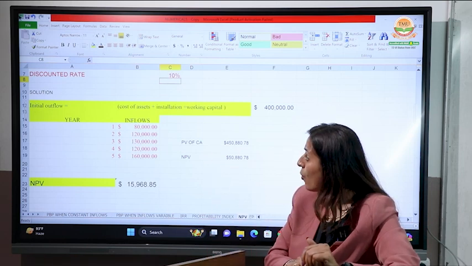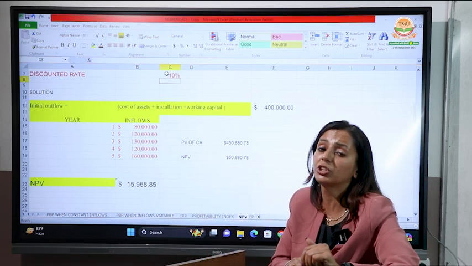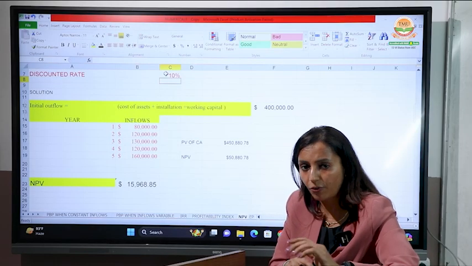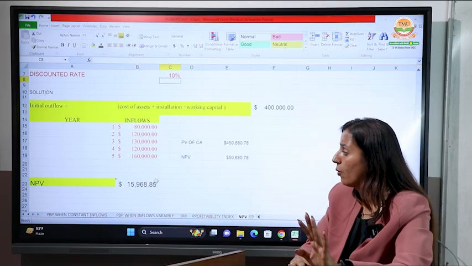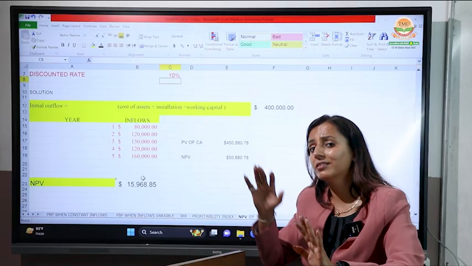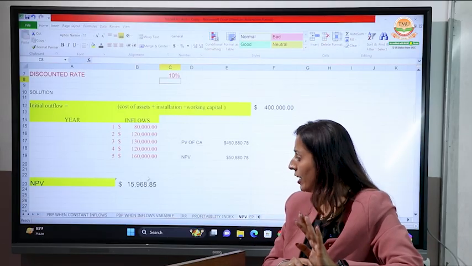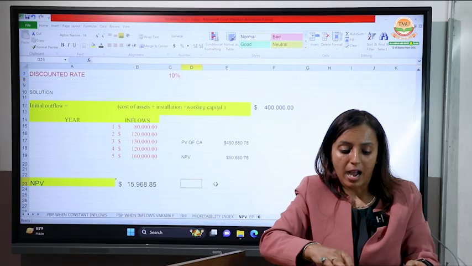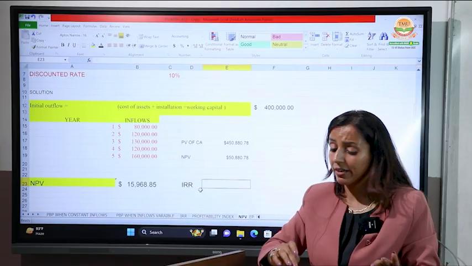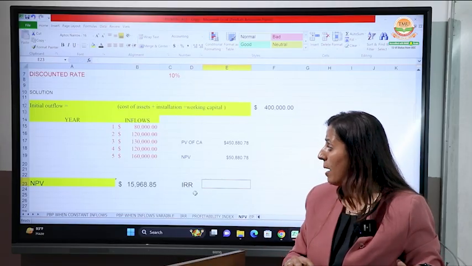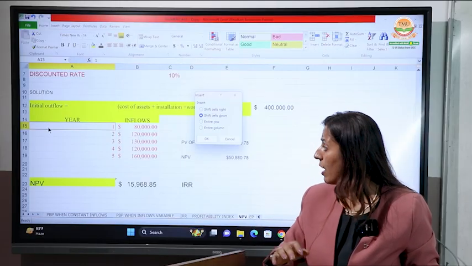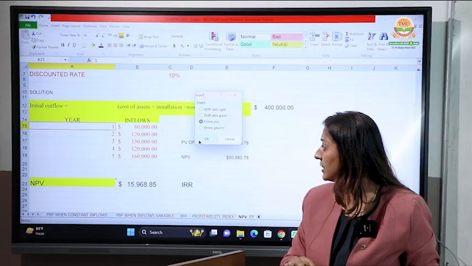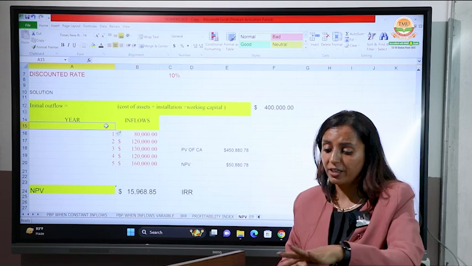Then you have to see the different rates, which rate will be more beneficial for you. Hope it is clear. Yes, remember one more thing. When I am calculating the IRR in this question, before calculating IRR, put one figure in one cell, 0.